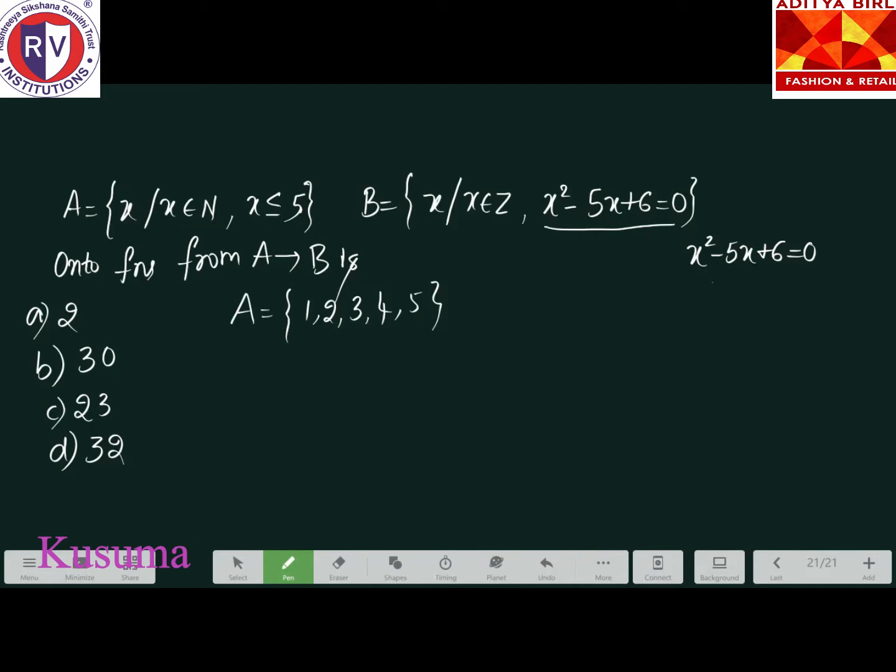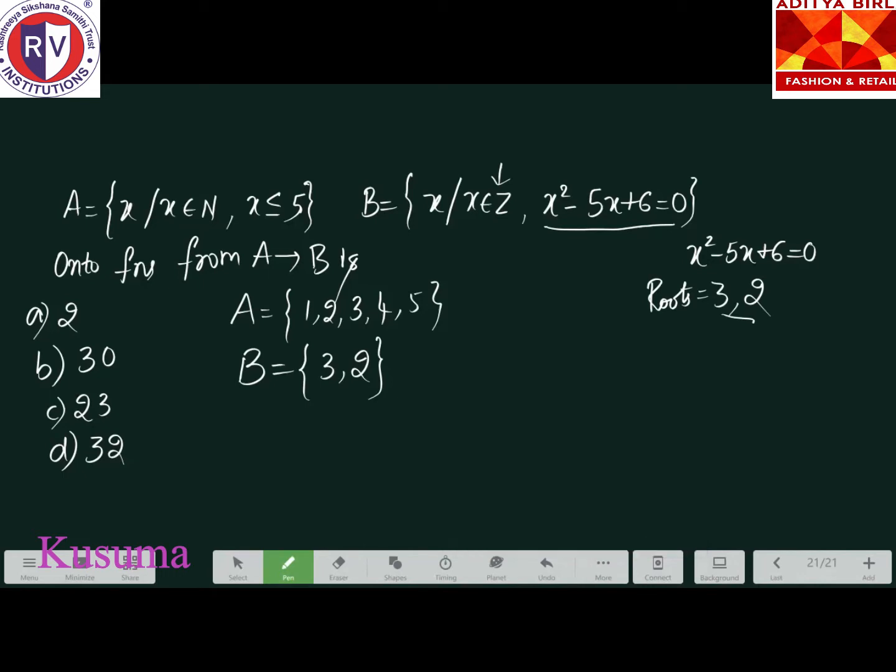So the roots are 3 and 2, the roots of the given equation. 3 and 2 are definitely integers, and these two will be the elements in the set B. So we have to find the number of bijections that can be defined from A to B.